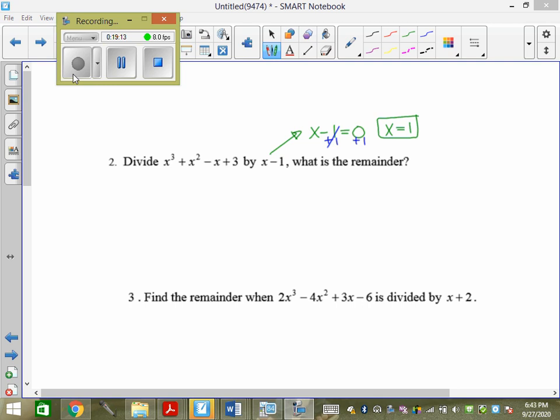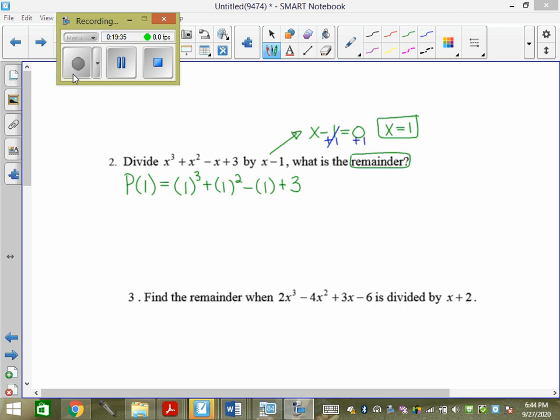Now we're going to find P of 1. We're going to do function notation, which means we're going to plug it in for all of our x's. So we're going to get 1 cubed plus 1 squared minus 1 plus 3, because we're going to divide x cubed plus x squared minus x plus 3 by x minus 1, and we want to know what is the remainder.